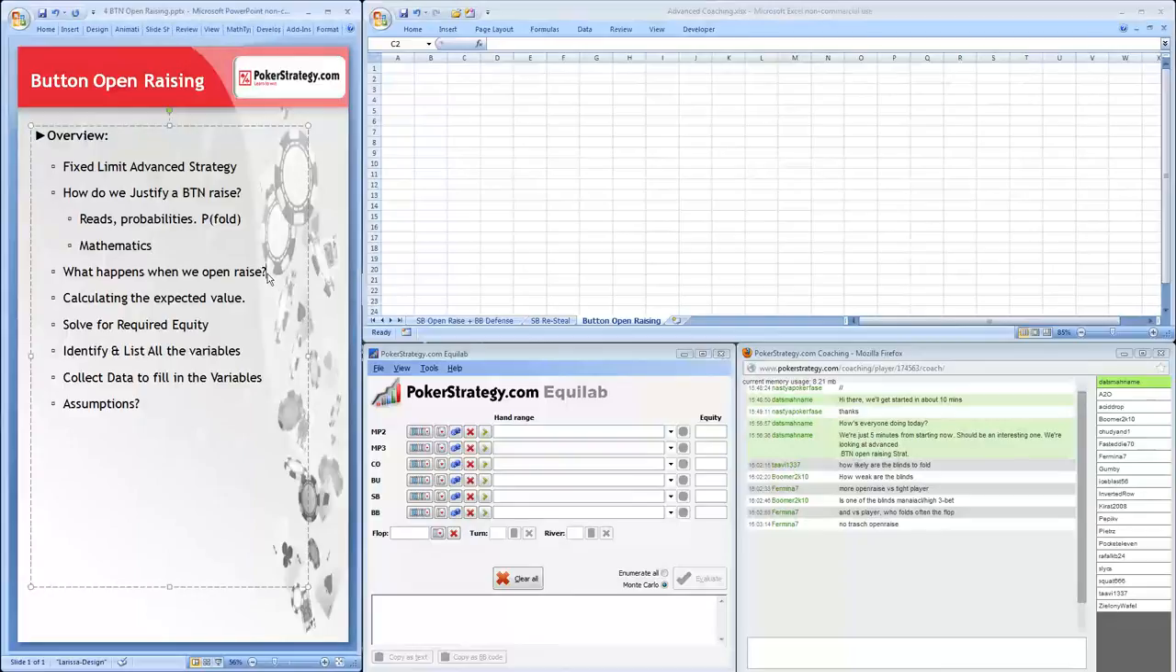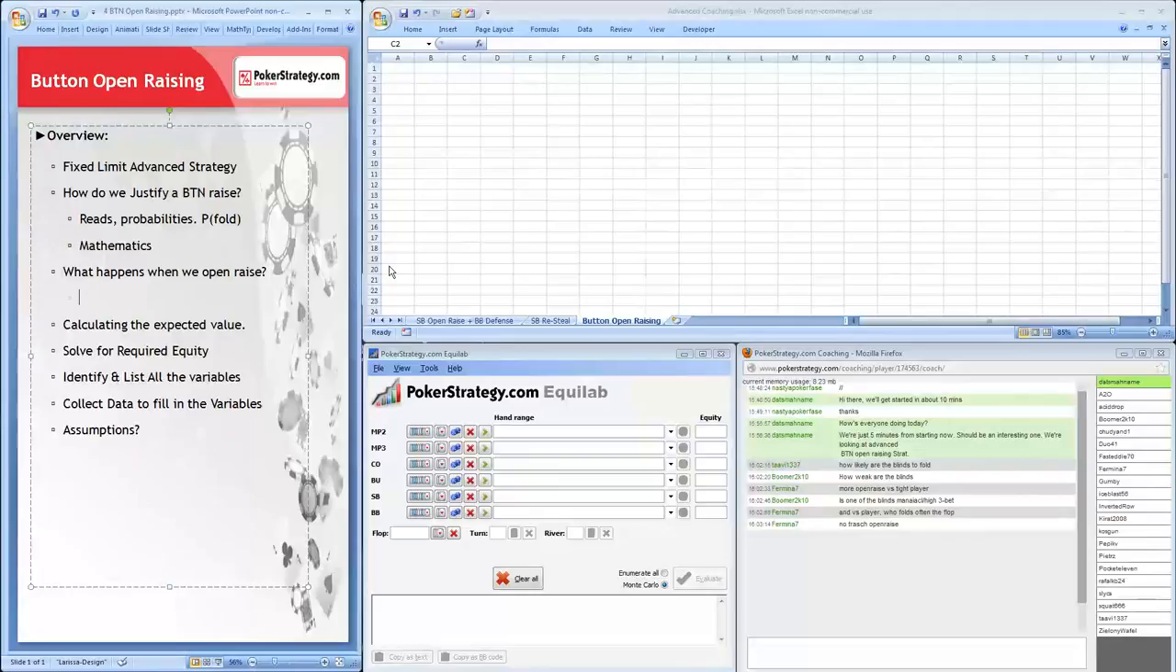So let's move on to our next question here. When we open raise, what can happen? What are the options, right? We've open raised. We've made our decision to enter the pot by raising. What are the different kinds of things that can happen when we do this? We can have one or more callers. Yeah. Okay. And so what that means is one or more players can enter the pot, right?